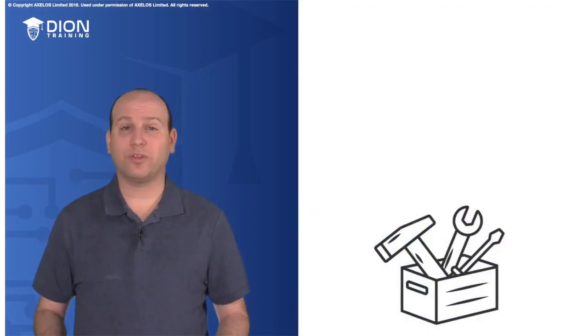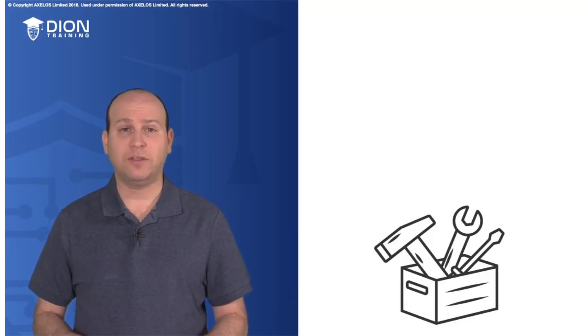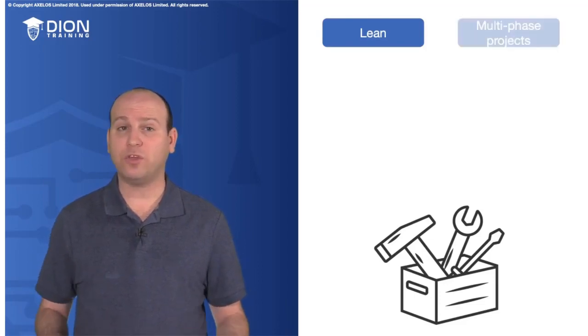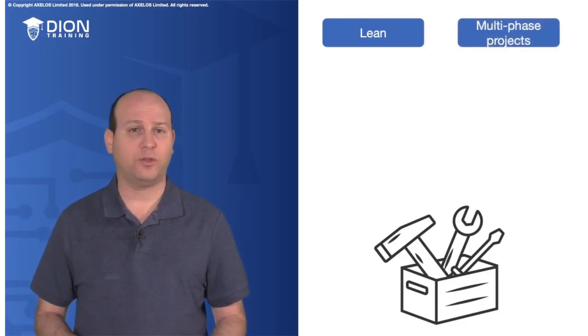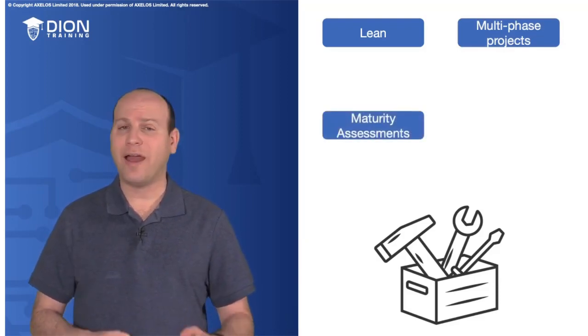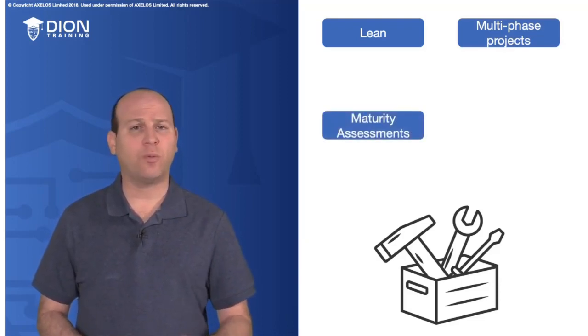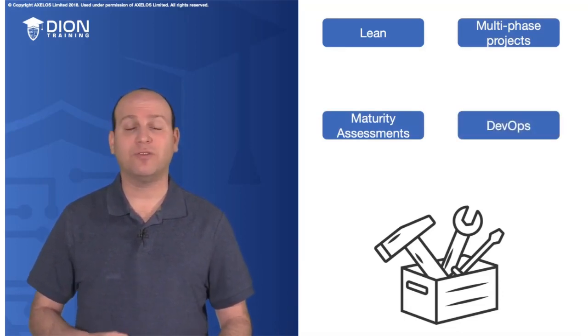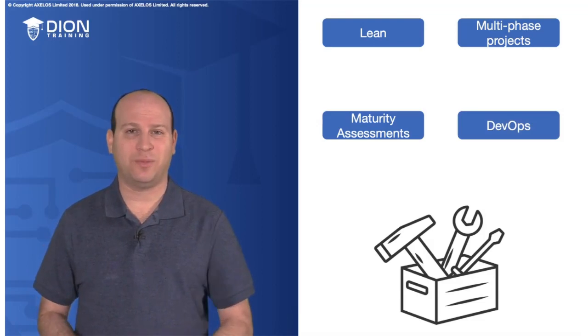Now, when we're working with continual improvement, there's a lot of different tools that we can put into our toolbox. These are things like methods and models and techniques. This is things like lean methods where we're trying to reduce waste, multi-phase projects where we're trying to organize the way we're going to do things and get incremental improvements. We might do maturity assessments to figure out how mature our organization is and are we operating at peak efficiency. We might be using development ops so that we can develop things quicker and faster and get them into market.